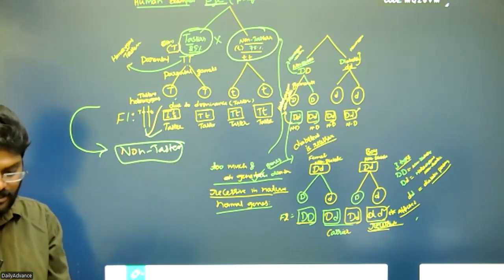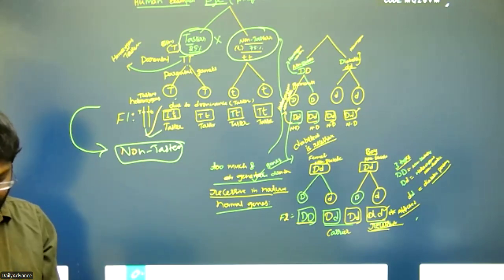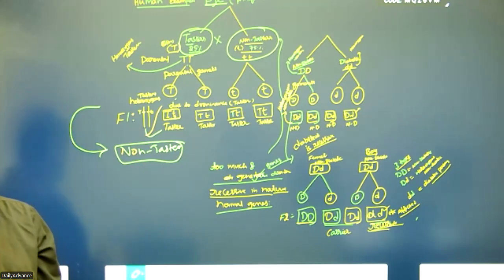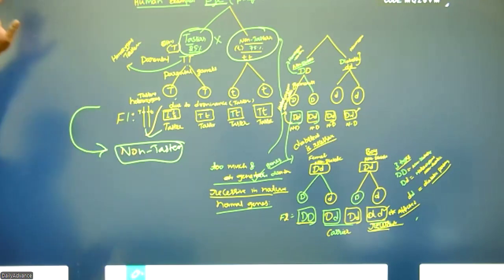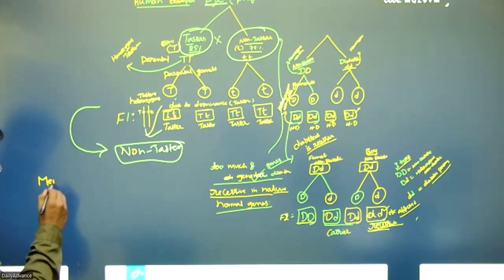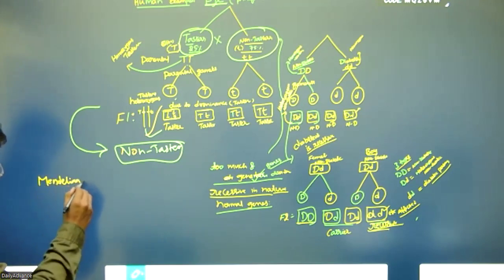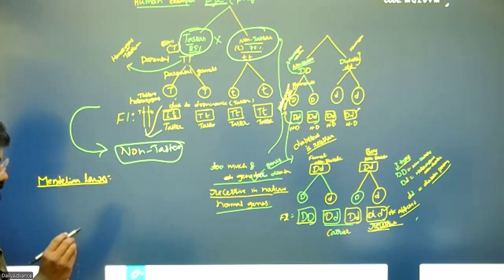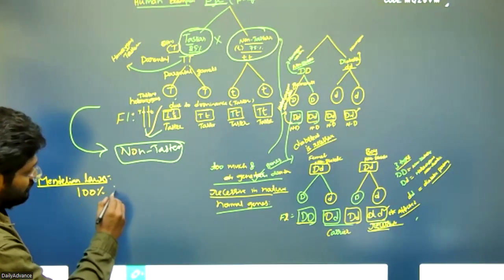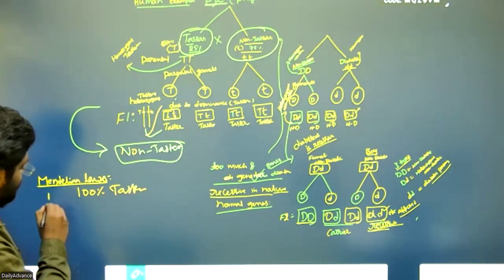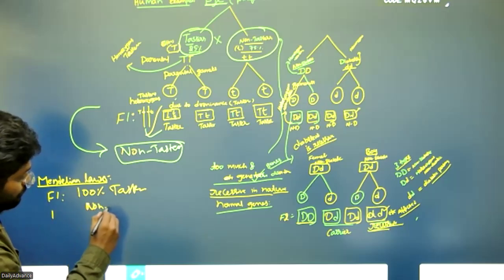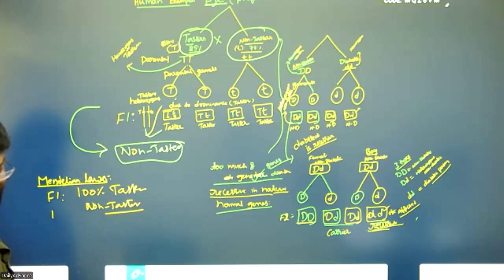So they produced 4 children. 4 children are tasters. In another case, the first 3 children are tasters and the 4th child is a non-taster. So Mendelian laws are saying that in the F1 generation, 100% are tasters. If any one person in F1 is a non-taster, it is a simple paternity diagnosis.